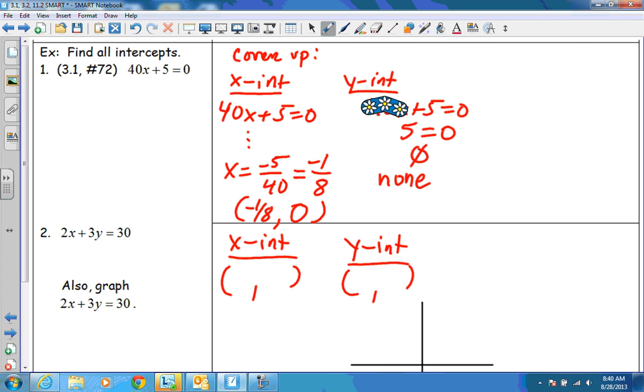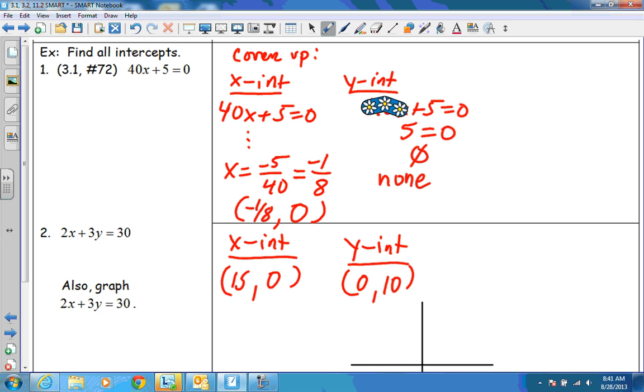Lena, what'd you get for your x-intercept? Let's go to Kara. Kara, what'd you get for your x-intercept? Everybody get that. Put parentheses around it. And what'd you get for your y-intercept? 0, 10. Did everybody get that? Does anybody need me to show more work on that? I do not mind. Just let me know.